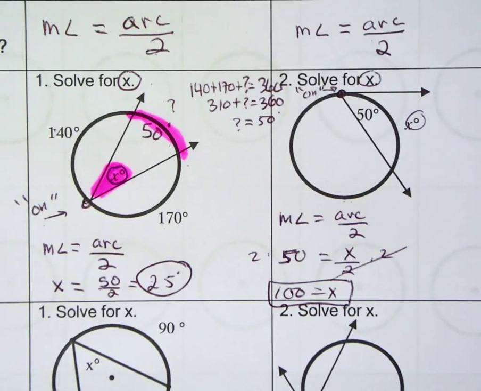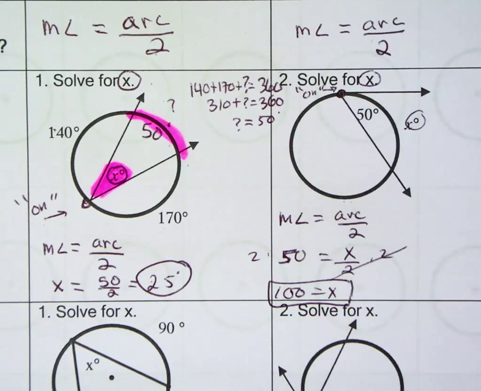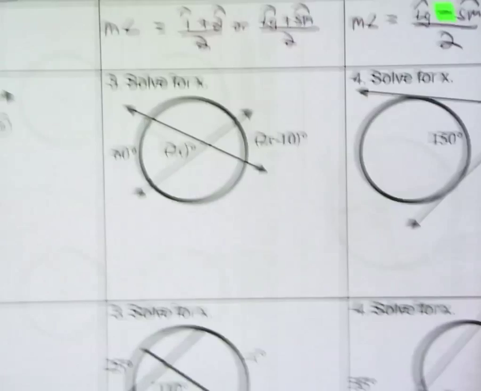Those are the inscribed angle examples. This one tends to be the most confusing because it looks odd with the way it's set up, but it is just inscribed. Let's go look at the next two.